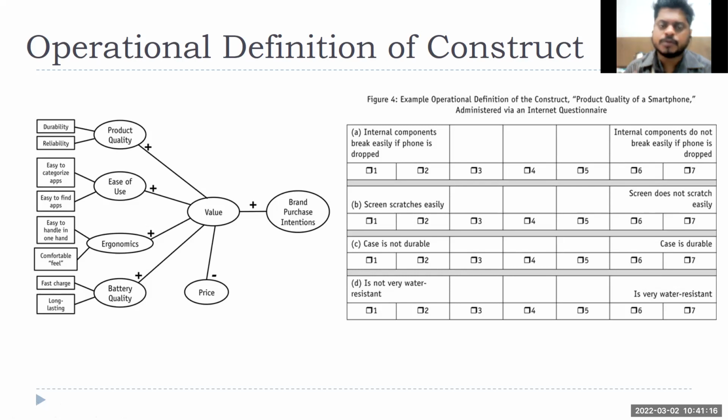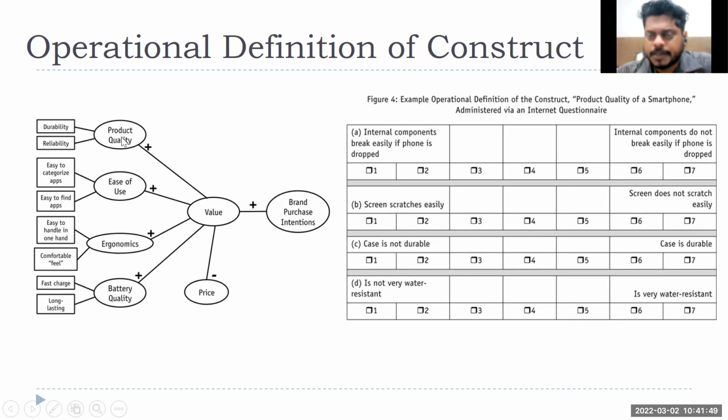If there is a product value, that will give rise to brand purchase intentions. At the end, as a business, I'm not interested in measuring this alone. I am measuring these things because I'm interested in whether, if a customer believes that a product has value, only then is he going to have a certain purchase intention towards the brand. So I'm trying to measure whether value is related to brand purchase intentions. For brand purchase intentions, I'll put some questions and we'll try to measure it. Then how am I going to measure the value of the product?